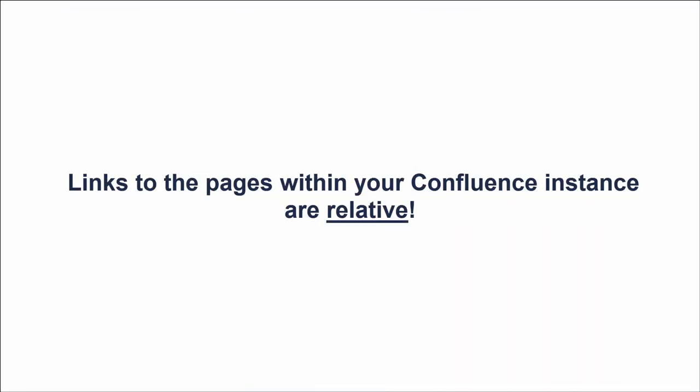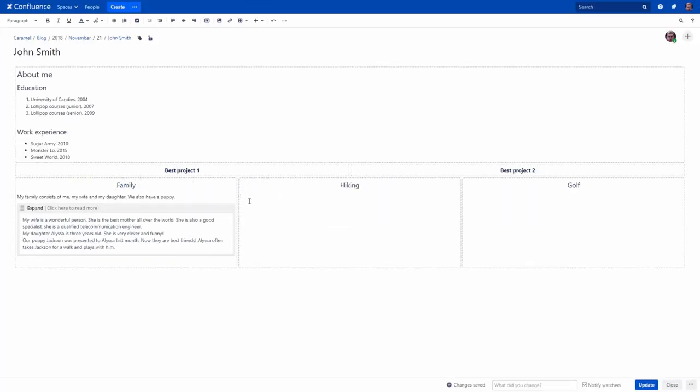It is a common situation when you need to share multiple links with your colleagues. You can create internal links, for example, to other pages or blog posts within your Confluence site, or external links to any website you want. Links to the pages within your Confluence instance are relative, which means that you can move and/or rename any pages without breaking your links. To insert a new link, you need to click the Insert Link button.